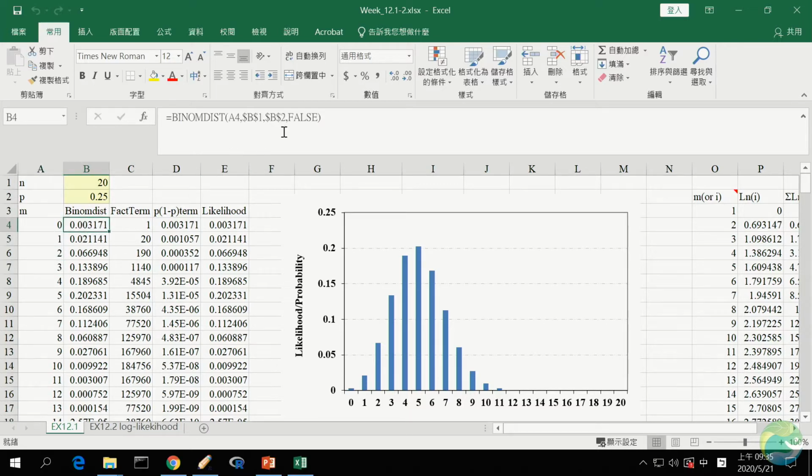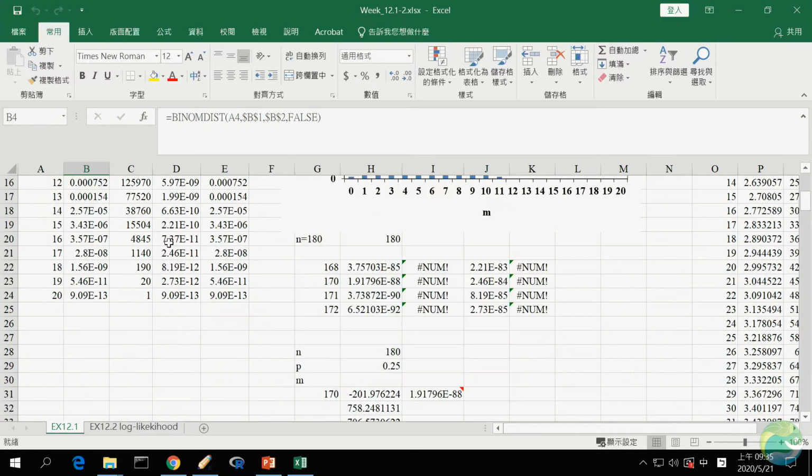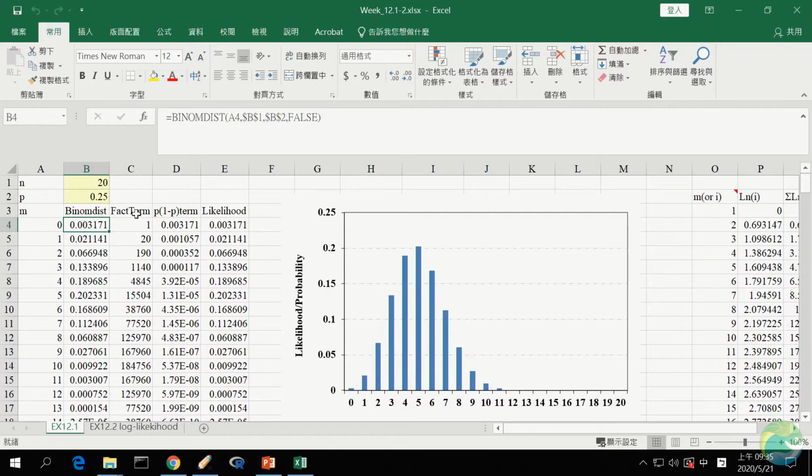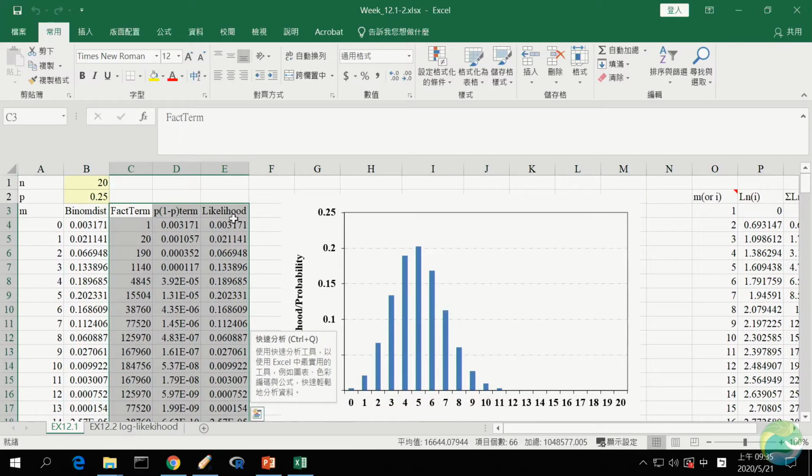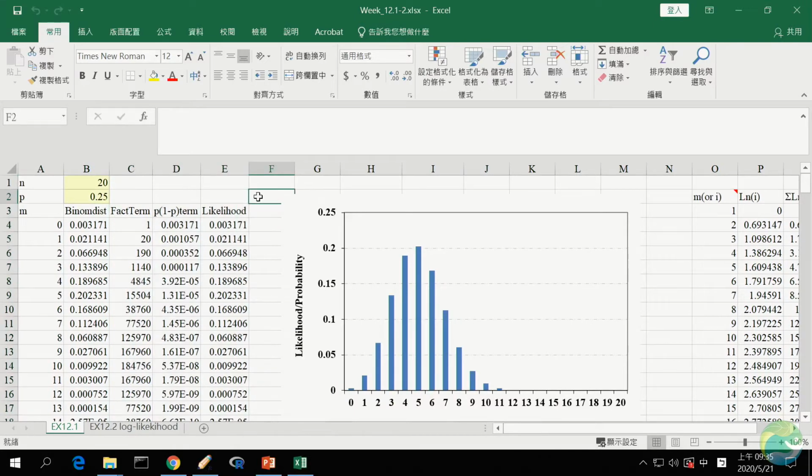In this case, in Excel, we use this function called binomdist. It means binomial distribution. Okay? So what is this here? This means we are going to do a hand calculation by ourselves.